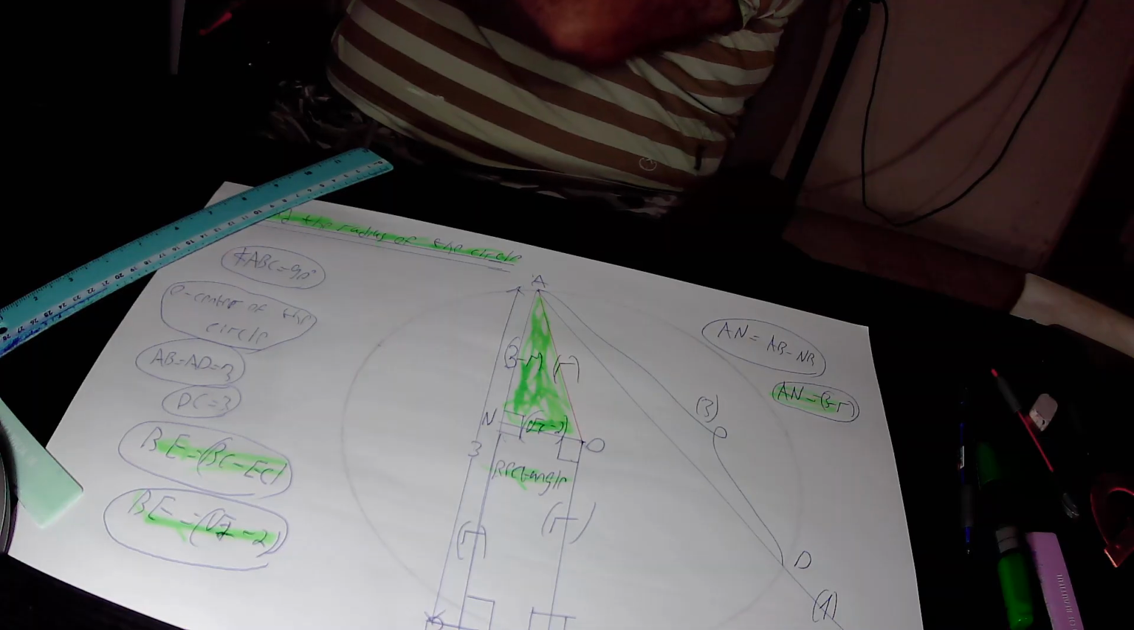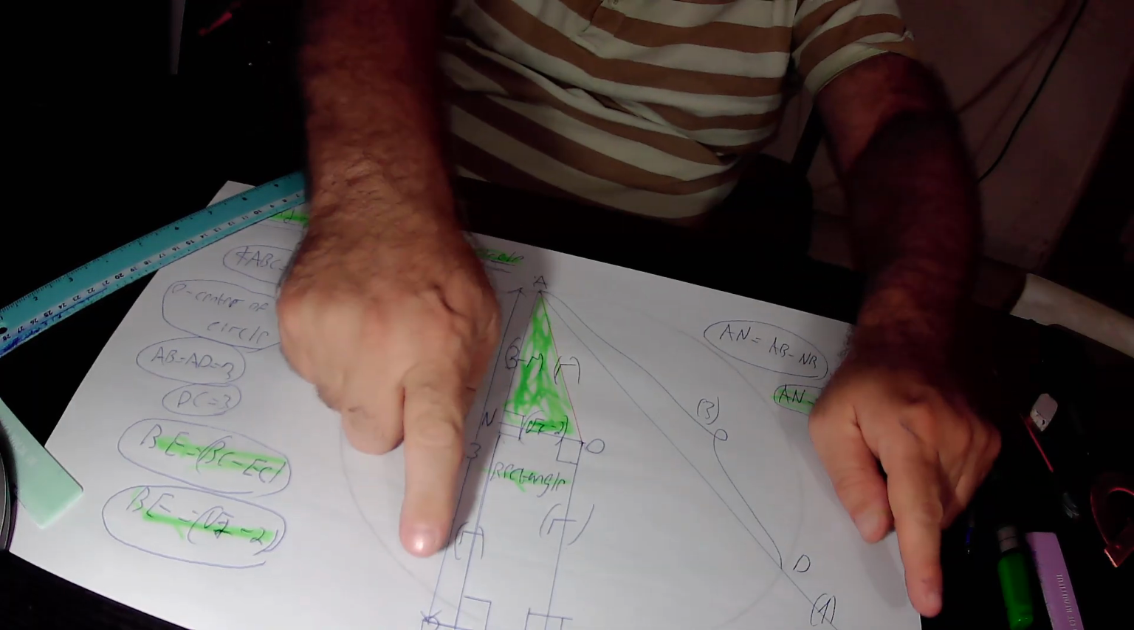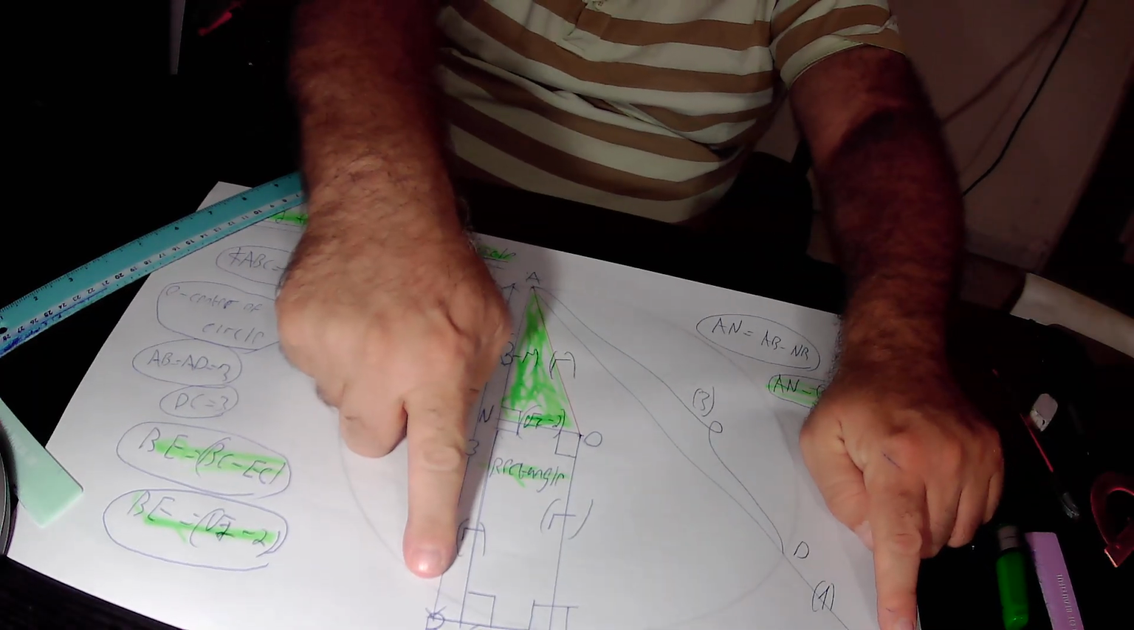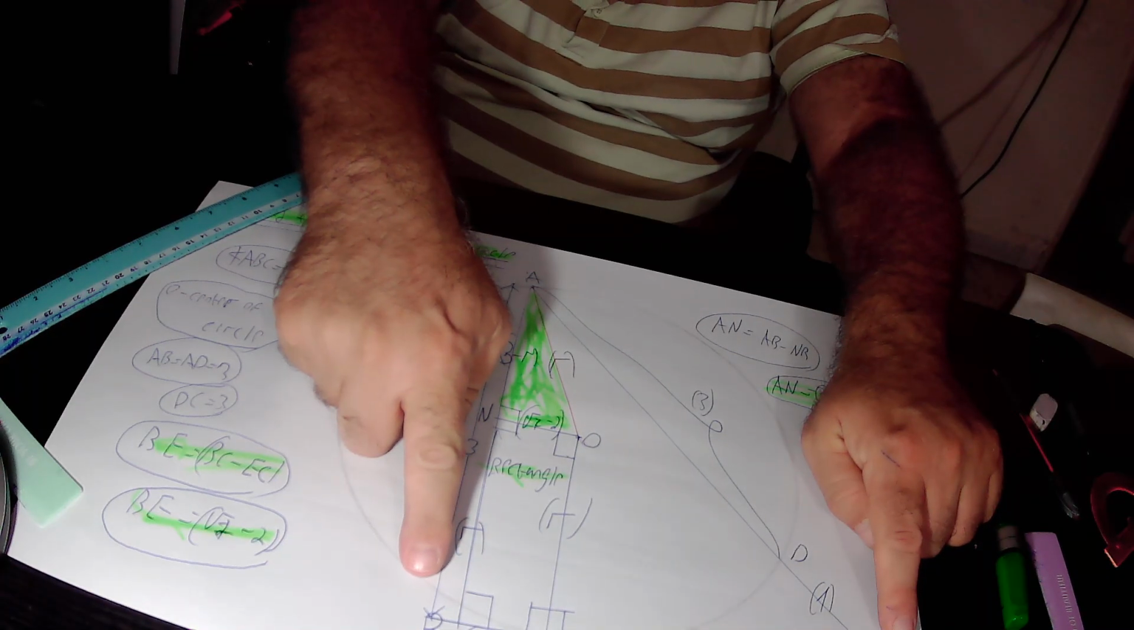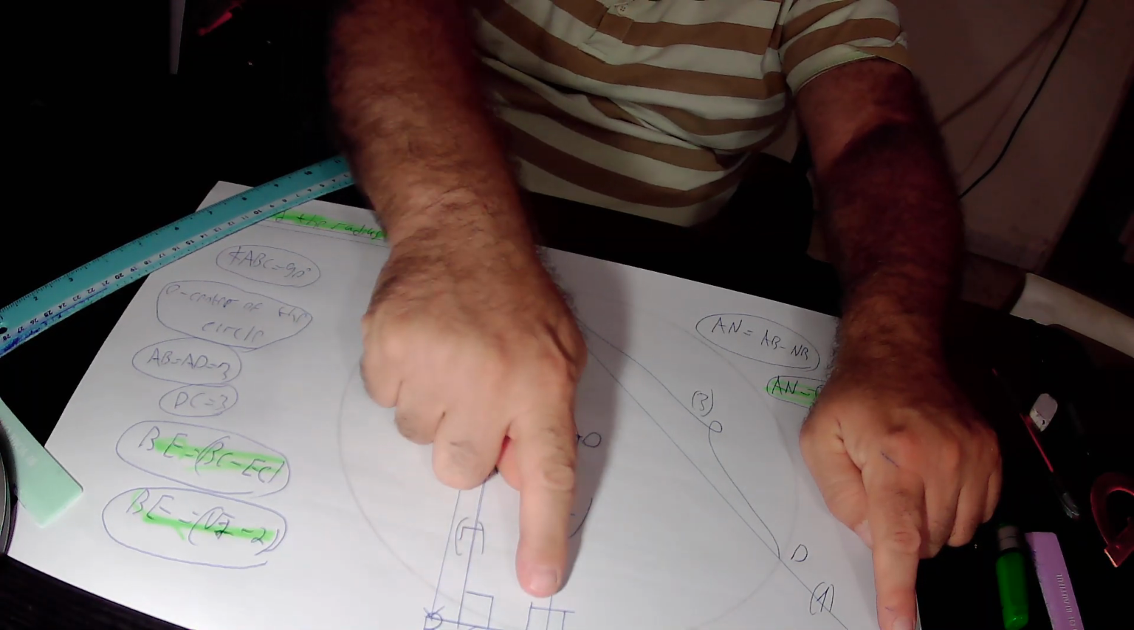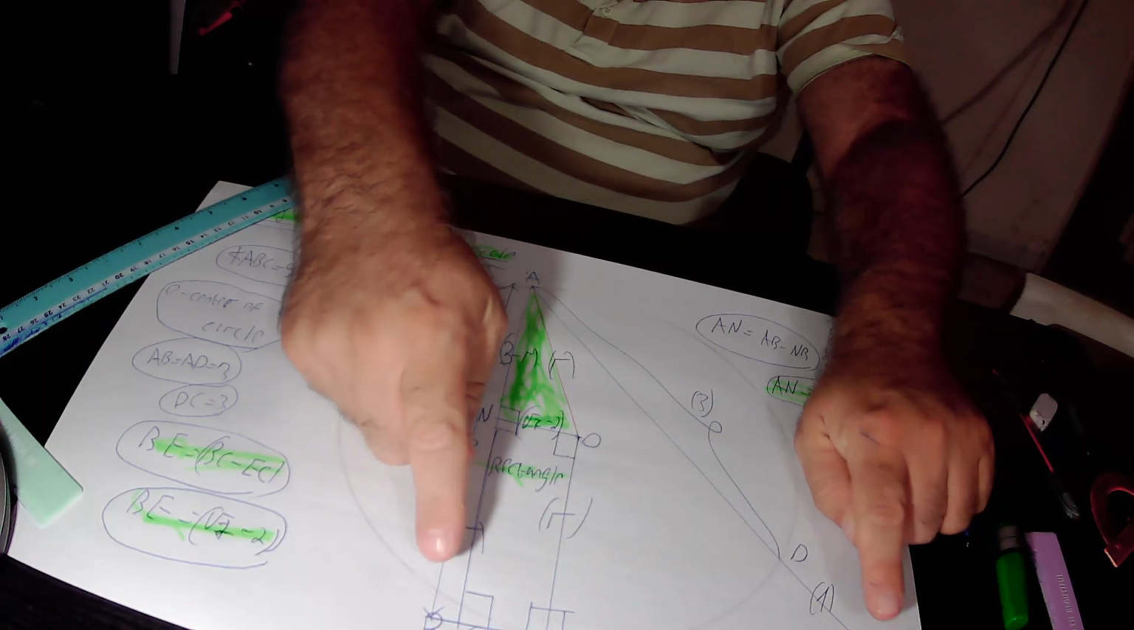This is the missing side BC, which equals the square root of 7 units in length. EC equals 2. So what is the length of BE?